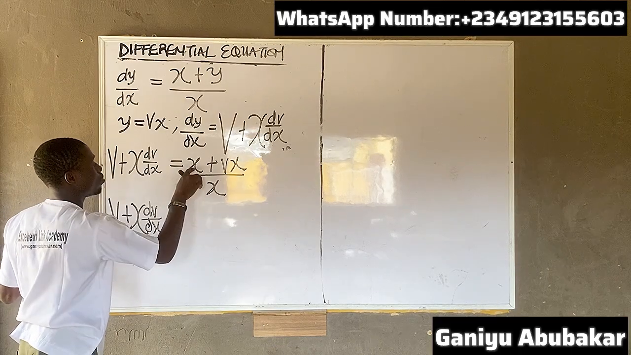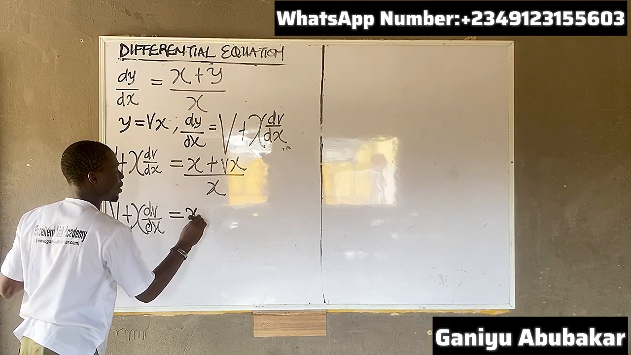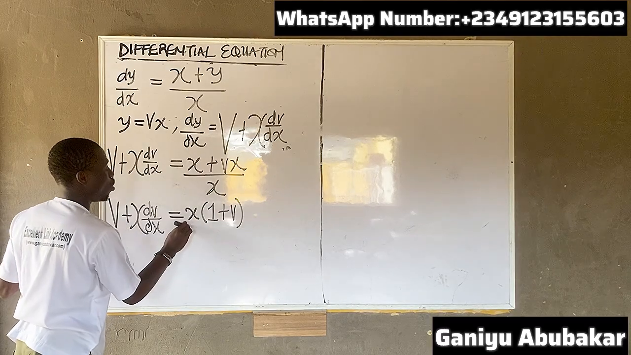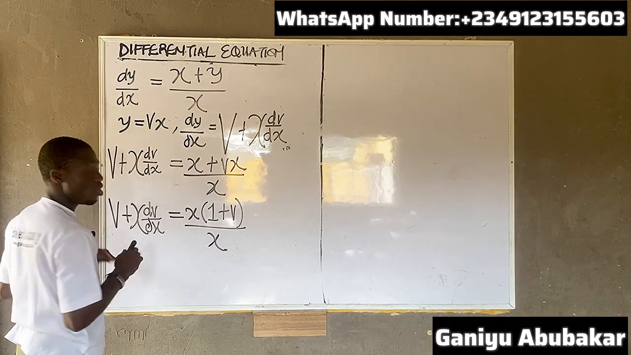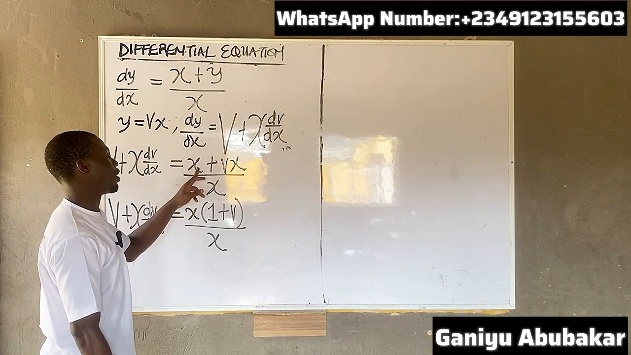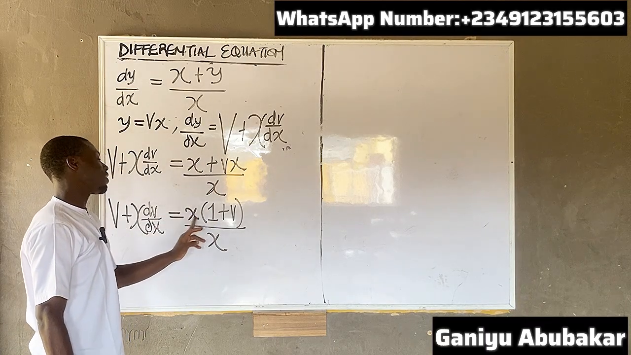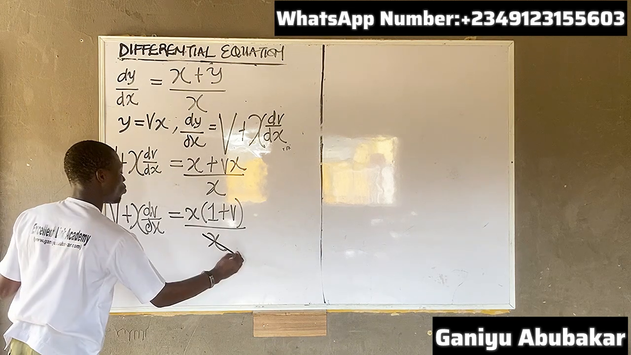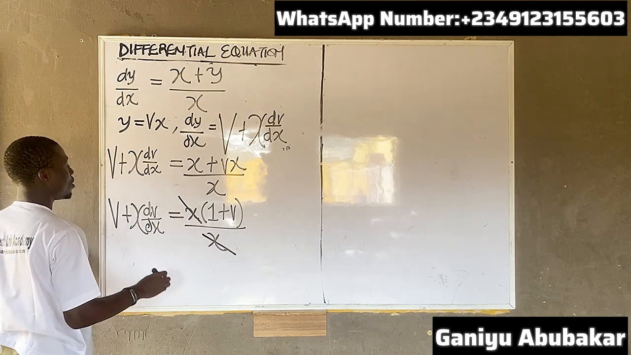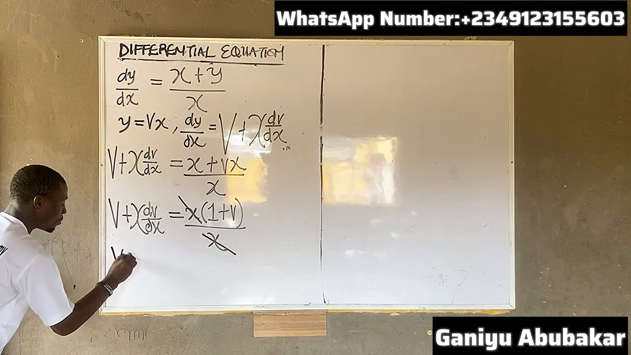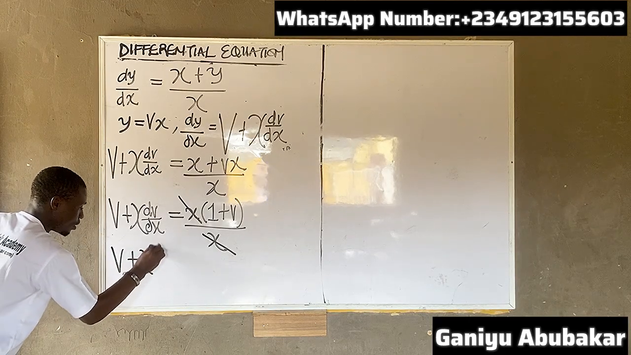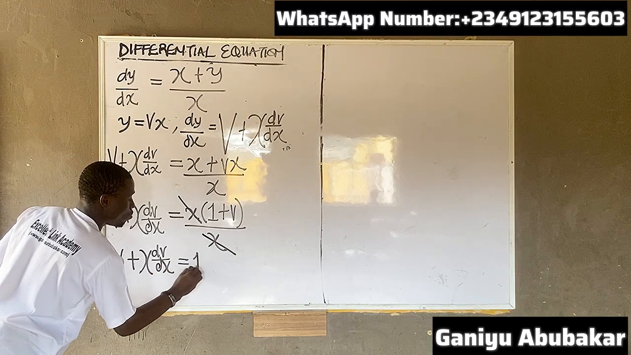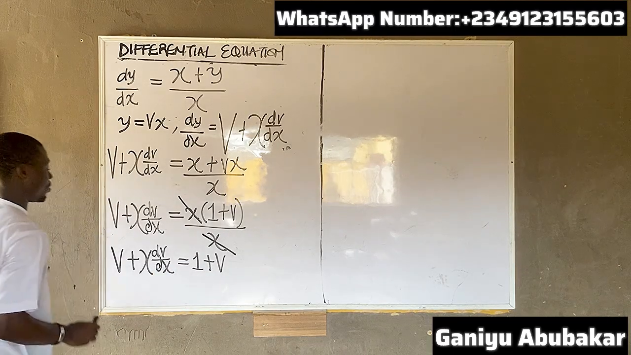is equal to, factorize x out, that gives you x into (1 plus v) all over x. Of course, x times 1 gives you x, plus x times v gives you vx or xv. What we expect is that this will cancel this. Next, I have that v plus x dv/dx is equal to 1 plus v.